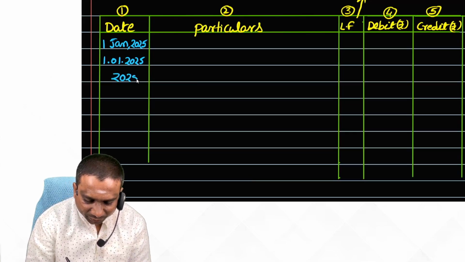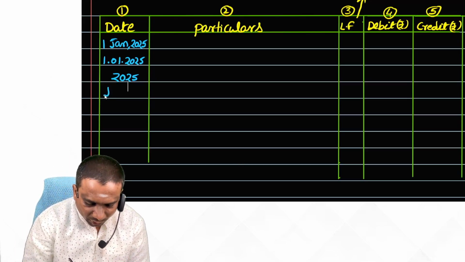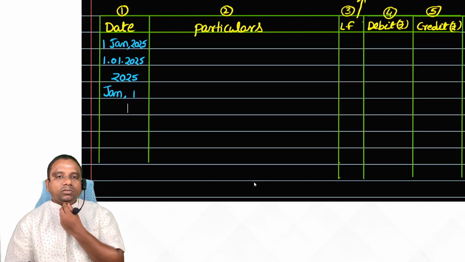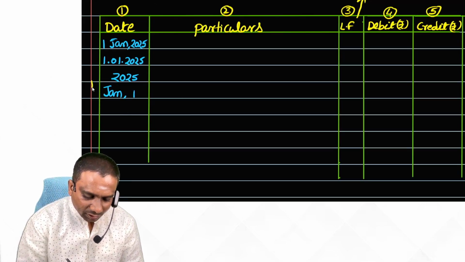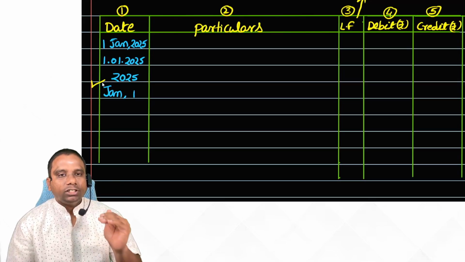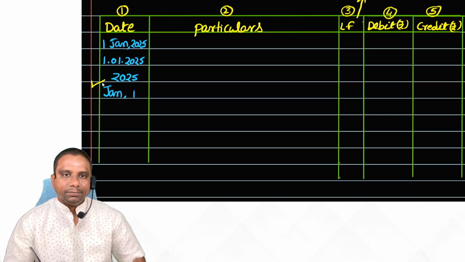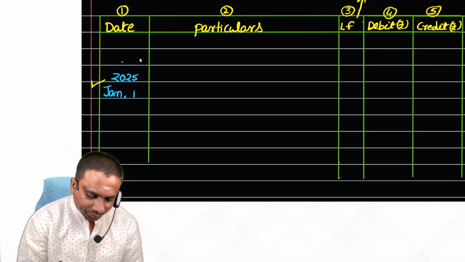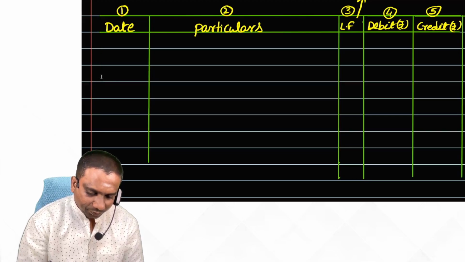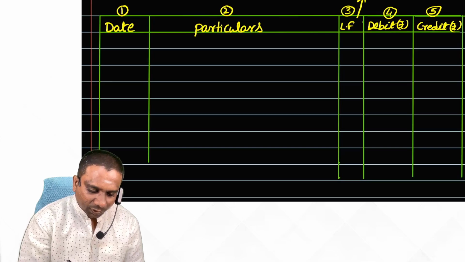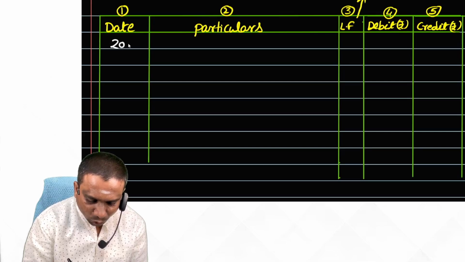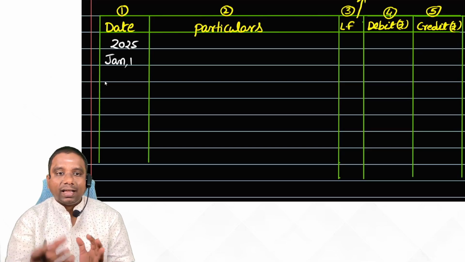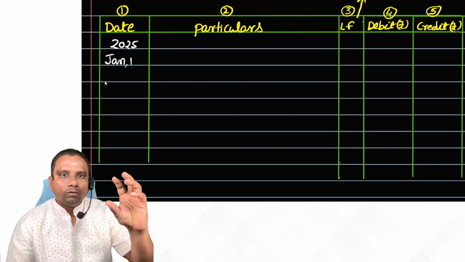First we write the year. After that we write the month. Next we write the date. Observe carefully. Sir, which one is preferable, sir? Generally we prefer the third one. First we write the year, after that the month, next to that the date. Third one we prefer. Is it clear, students? Now observe. 2025 January 1st. On this date the transaction happened. So I have written the date of the transaction in the date column.